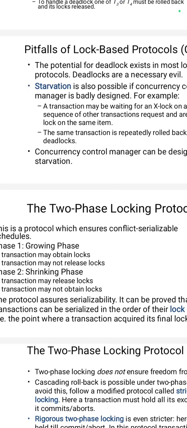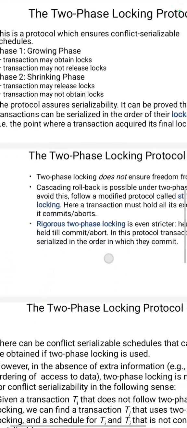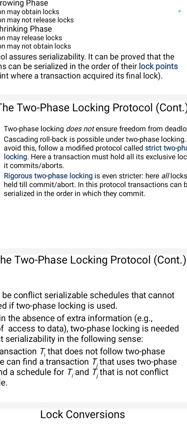The protocol assures serializability. It can be proved that the transactions can be serialized in the order of their lock points, where the lock point is the point where a transaction acquired its final lock. Now, two-phase locking does not ensure freedom from deadlocks. Cascading rollback is possible under two-phase locking. To avoid this, follow a modified protocol called strict two-phase locking.